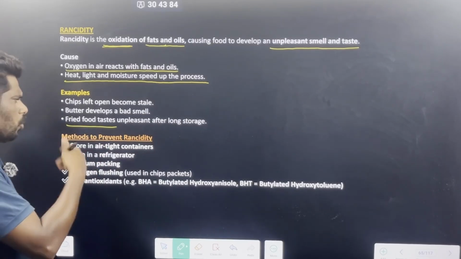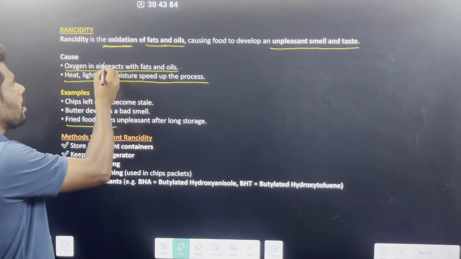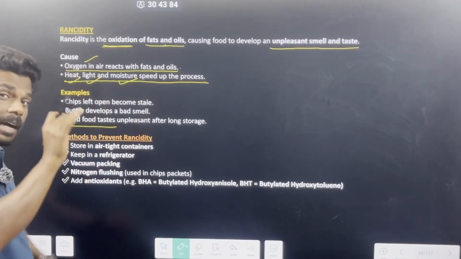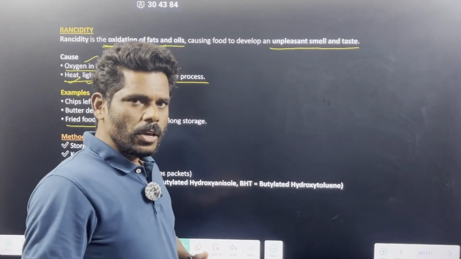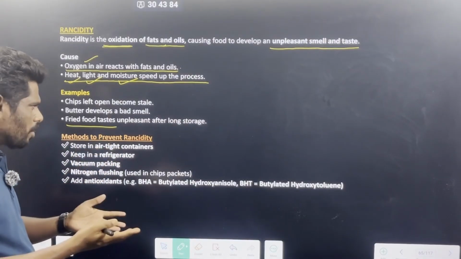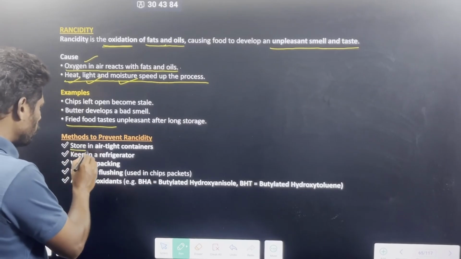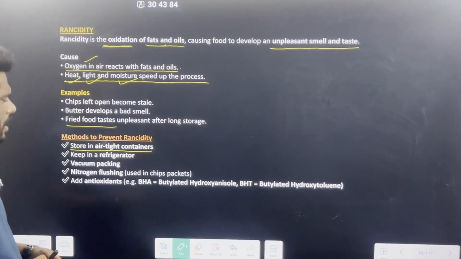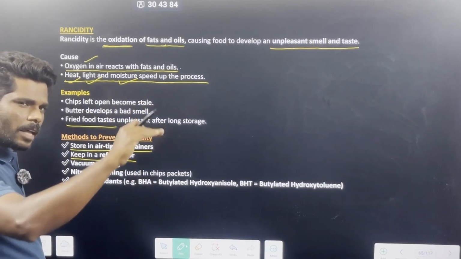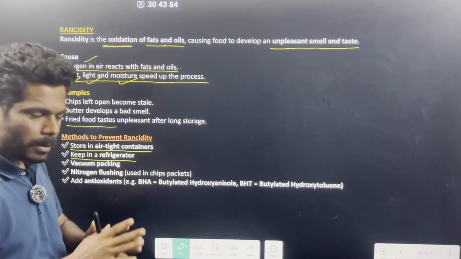So look here, how to prevent that? As we have seen, what is the cause of rancidity or oxidation of food? Oxygen, heat, light, moisture. These are the causes of the oxidation of food. If you stop those causes, automatically the oxidation of food will be stopped, so that we prevent rancidity. For that, what to do? Storing the food in airtight containers, obviously. Keeping the food in the refrigerator so that we avoid heat and maintain low temperatures, which slow the process of oxidation as much as possible.